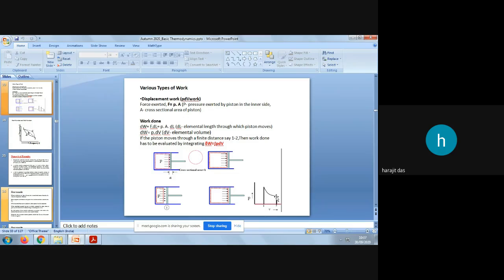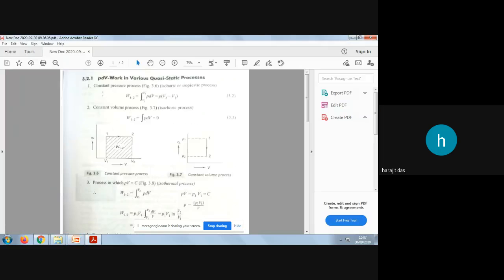Now, how can PdV work happen in another process? Here you can see PdV work in various quasi-static processes. There are certain fixed processes in thermodynamic systems. I have told you there are cyclic processes, reversible processes, all these are basic processes, but here these are quasi-static processes. So what are quasi-static processes? First one is your constant pressure process. Any process can happen at constant pressure.